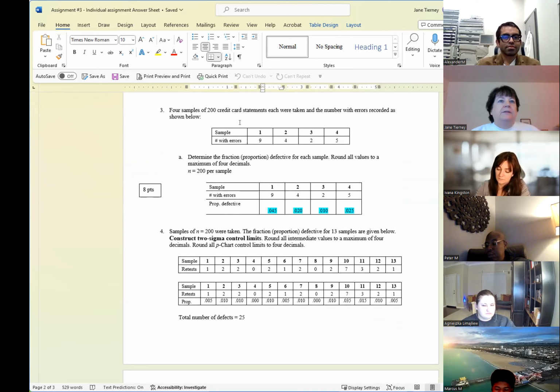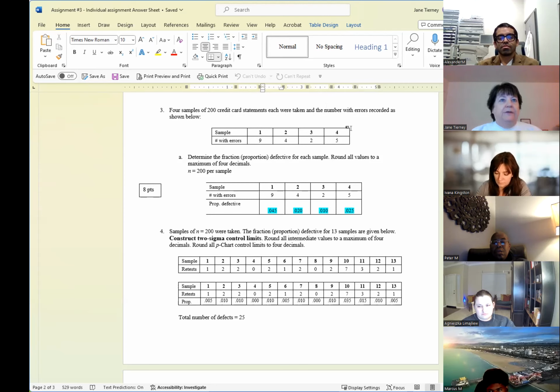Number 3 was pretty easy. We had samples of 200 credit card statements that were taken, and the number with errors was recorded. We did that 4 times, so a total of 800 credit cards. In sample 1, we had 9 with errors. In sample 2, we had 4 with errors. Sample 3, we had 2, and sample 4, we had 5.